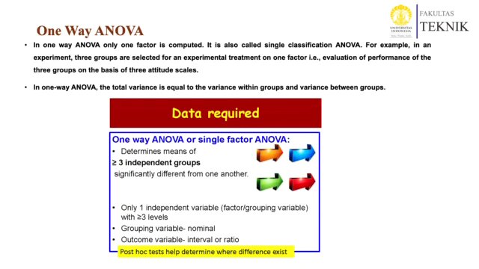So we have several data requirements for this one-way ANOVA. At least three independent groups, which are significantly different from one another, and we have only one independent variable. It could be used as a factoring or grouping variable.